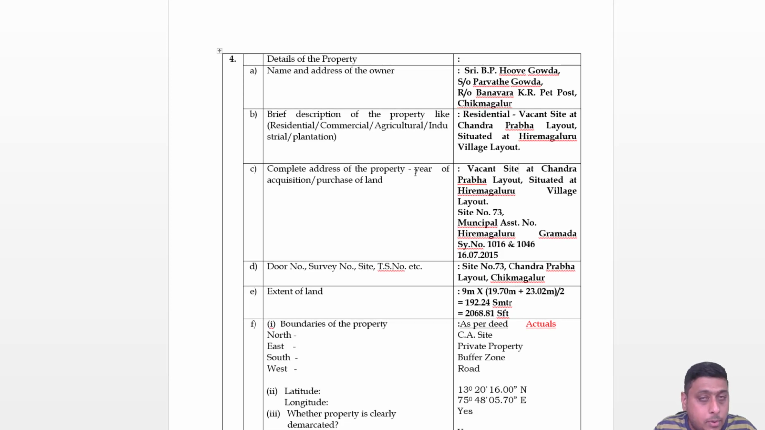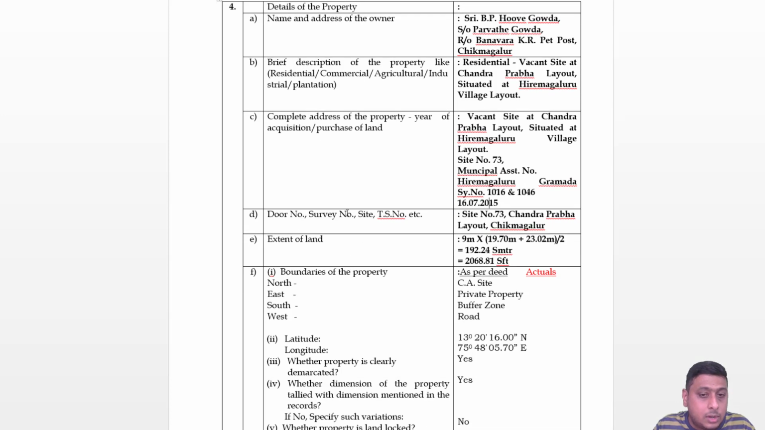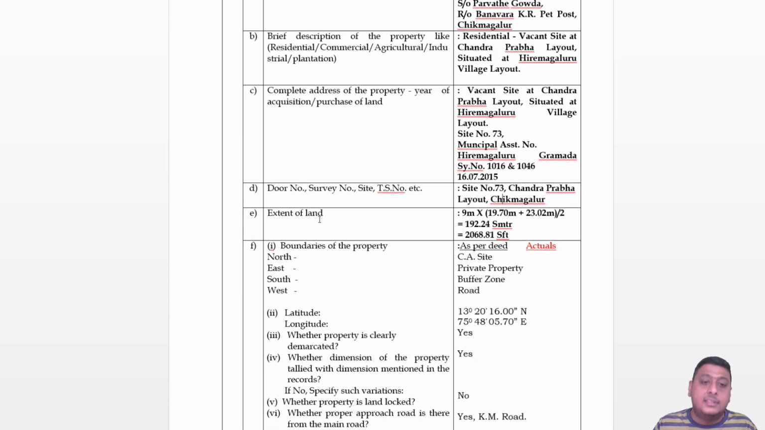Then complete address of the property, year of acquisition and purchase of the land. Here we are going to give a little more information along with this, like site number, municipal assessment number. Here they have given the survey number, and when exactly he purchased it, whether 5 years back or 6 years back, we will have the sale deed. That date we have to mention here. Next, door number, survey number, site number. Again, we are just going to copy paste the details, whatever is there. This is very, very important.